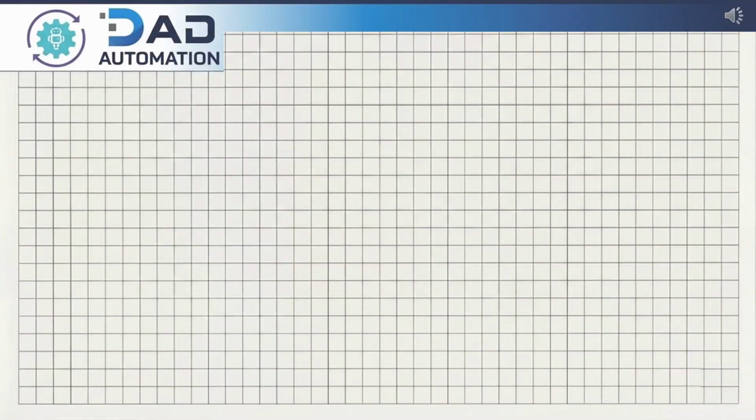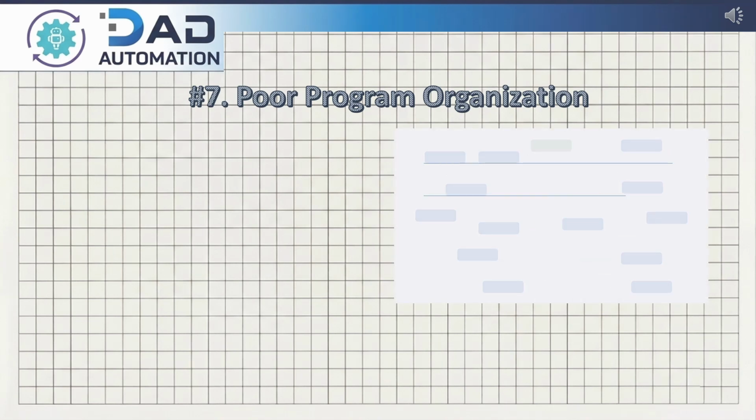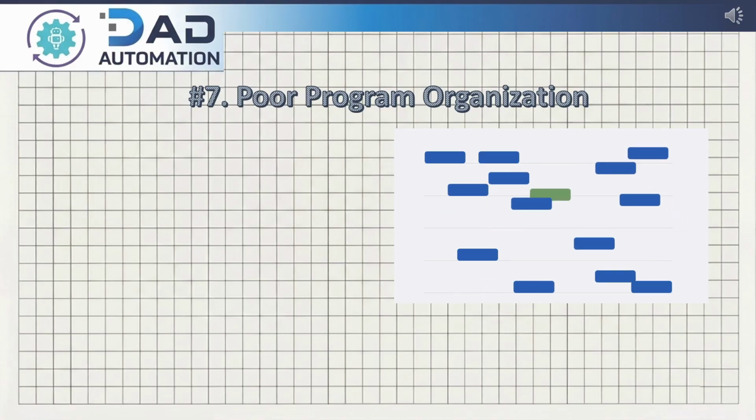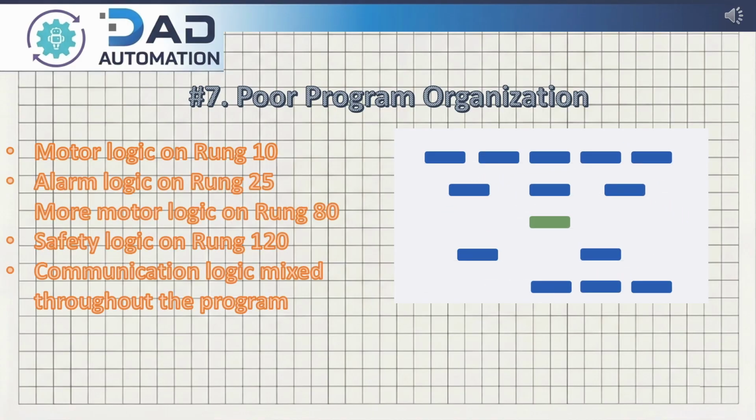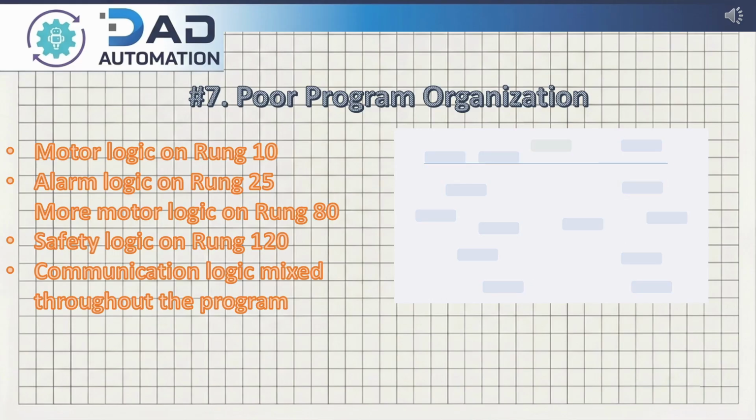Another mistake that many beginner PLC programmers make is poor program organization. When starting out, it is common to put all the logic into a single routine or program file. While this may work for small projects, it quickly becomes difficult to understand and maintain as the program grows. Imagine opening a PLC program with hundreds of rungs mixed together. Motor controls, alarms, communication logic, and safety functions are all in one place.